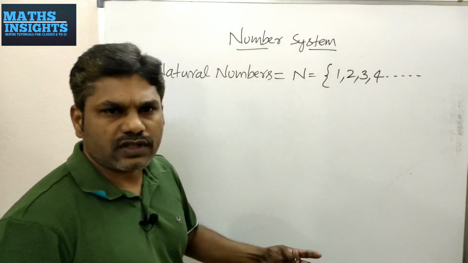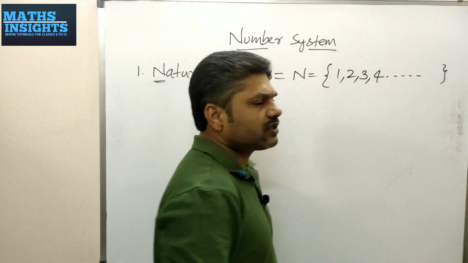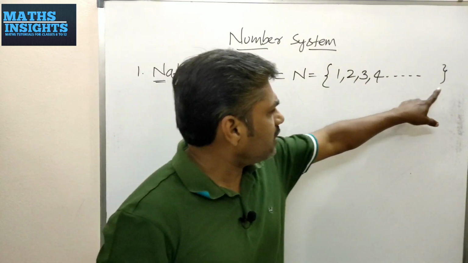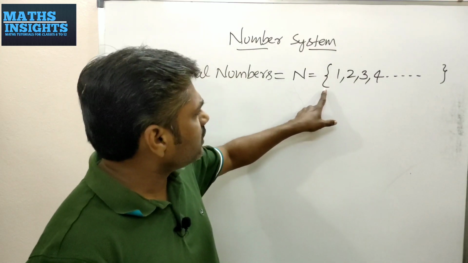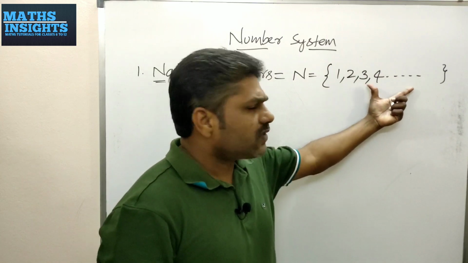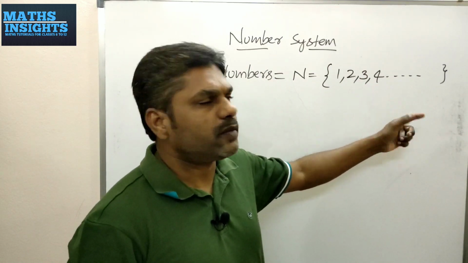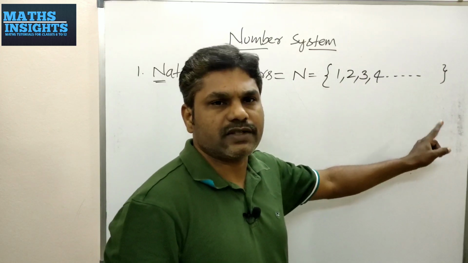There is no limit for this, so I am writing dots. Then I close it. Sets are enclosed by using these flower brackets. Within these brackets, we will write the numbers, which we call elements.